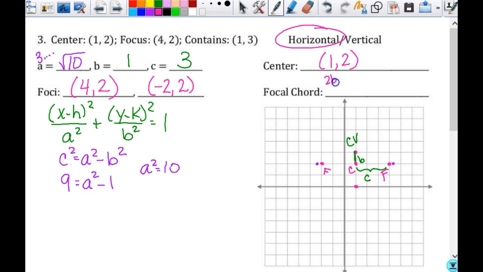My focal chord is 2b squared over a. So it'll be 2 times 1 over square root of 10, which is like 2/3-ish, close to that, right? Can you divide that out? So from my focus point, if I go about 2/3, 2/3, 2/3, 2/3.